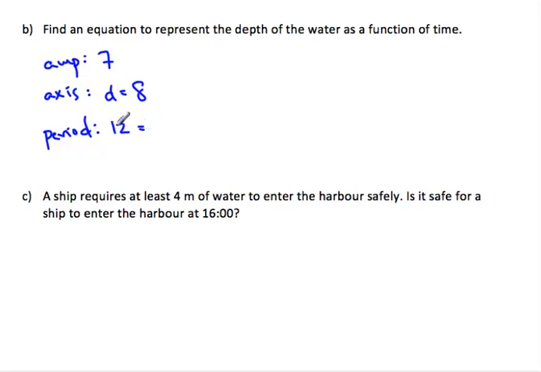And we know that the period, 12 hours, has to be equal to 360 degrees divided by the b value that goes in our transformed function equation. Rearranging this, I get b is equal to 360 degrees over 12, which is equal to 30. I'm going to leave the degrees off for now.